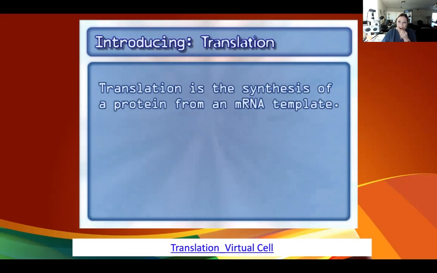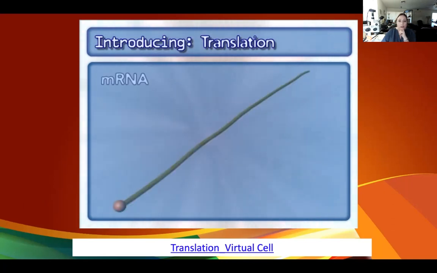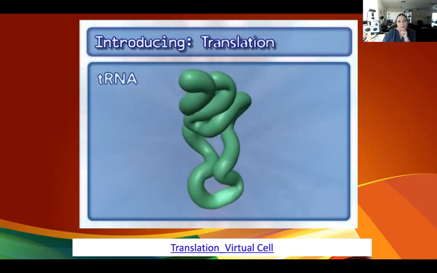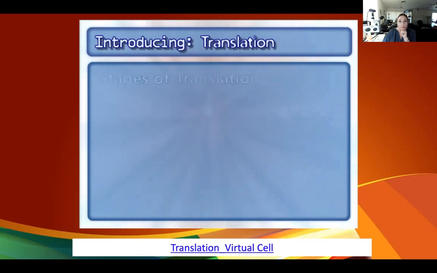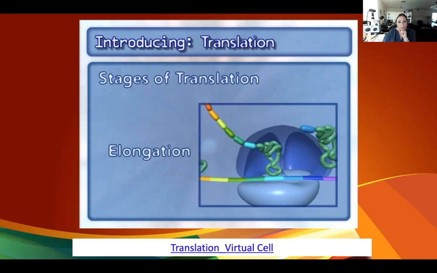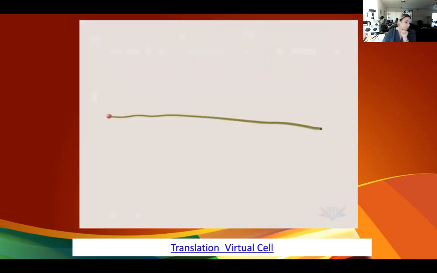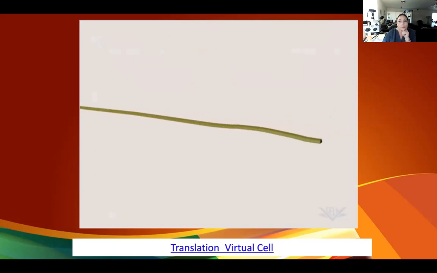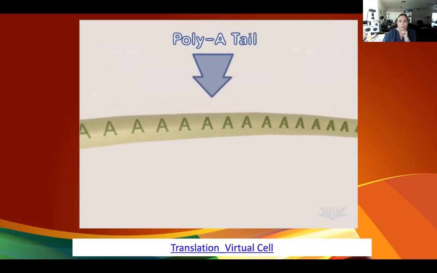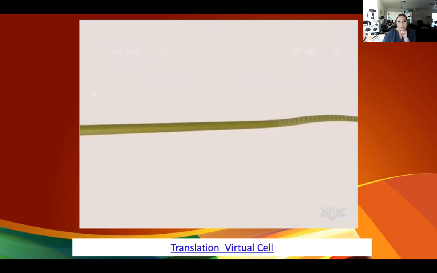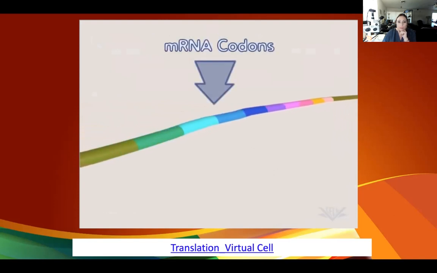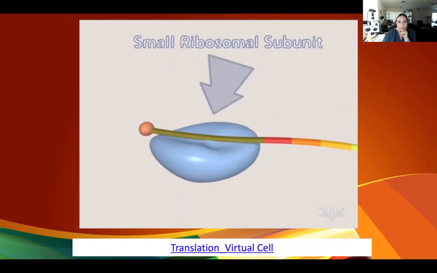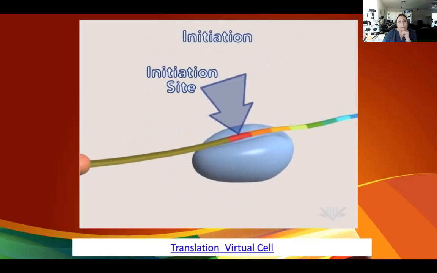Translation is the synthesis of a protein from an mRNA template. This process involves several key molecules, including mRNA, the small and large subunits of the ribosome, tRNA, and finally, the release factor. The process is broken into 3 stages: initiation, elongation, and termination. Let's see the process in action. Eukaryotic mRNA, the substrate for translation, has a unique 3' end called the poly A tail. mRNA also contains codons that will encode for specific amino acids. A methylated cap is found at the 5' end. Translation initiation begins when the small subunit of the ribosome attaches to the cap and moves to the translation initiation site.